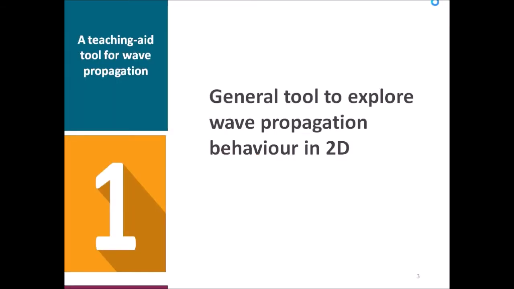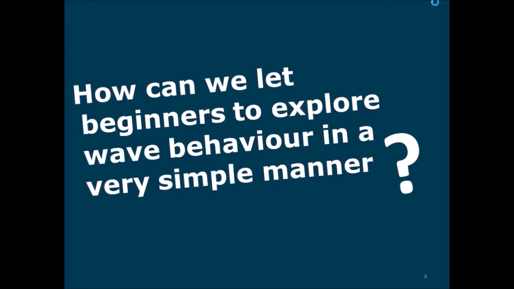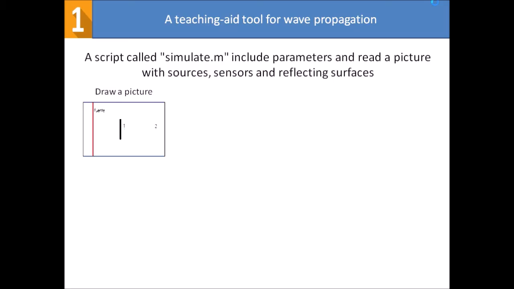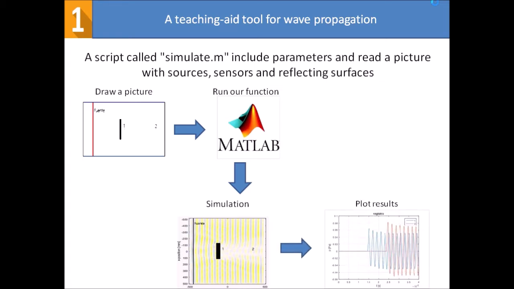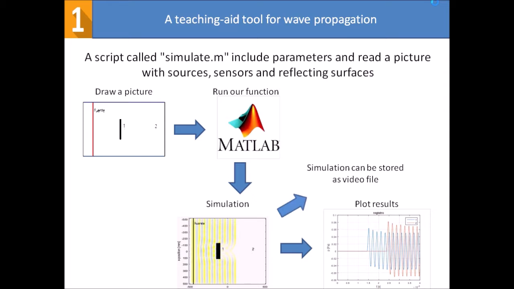This is a general tool to explore wave propagation in 2 dimensions. The question is, how can we let beginners explore wave propagation in a very simple manner? Well, we developed a function to extract information from a picture. The picture has color-coded objects. Red points represent position and number of sources, green points represent sensors, and white points represent reflecting surfaces. Our function reads the image and runs the simulation, then returns the signals registered by the sensors that can be plotted. It is also possible to store the simulation in a video file.